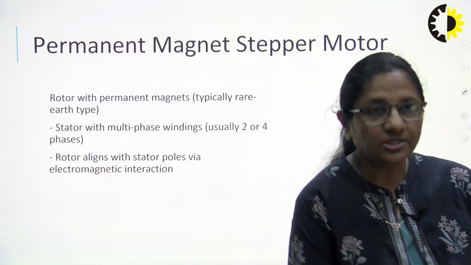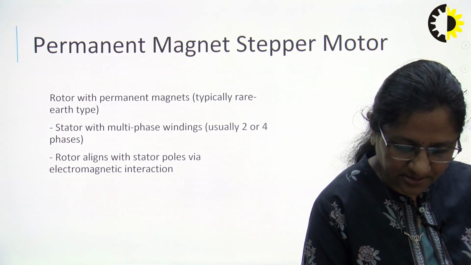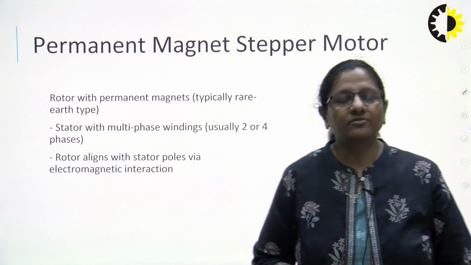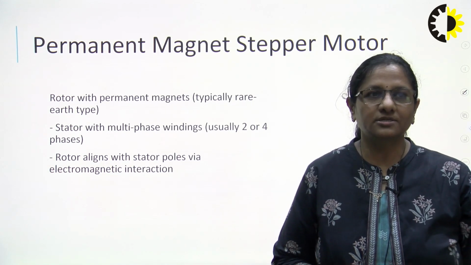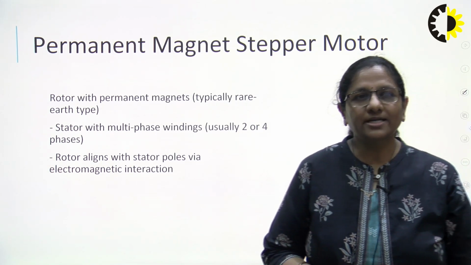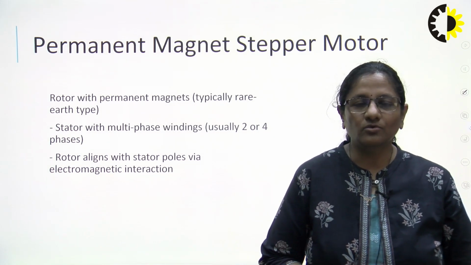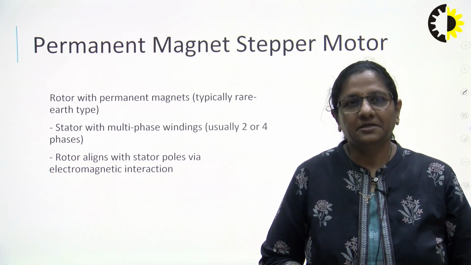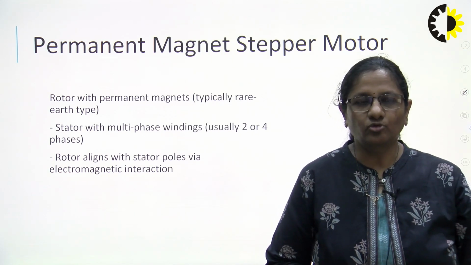The basic construction of the permanent magnet stepper motors is like this. The rotor has a permanent magnet. Typically rare earth material is used for the same. The stator is provided with salient poles and multi-phase windings over these salient poles to form the stator winding. The phases are usually kept as 2 to 4.